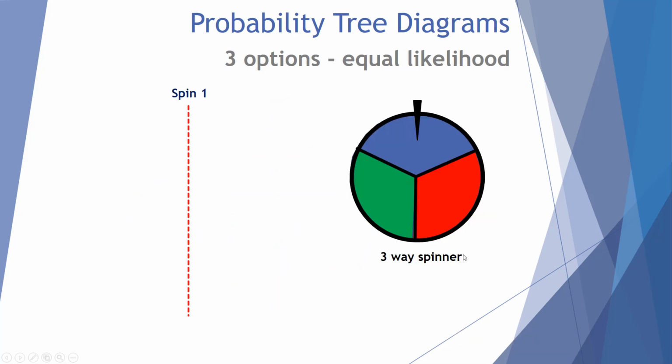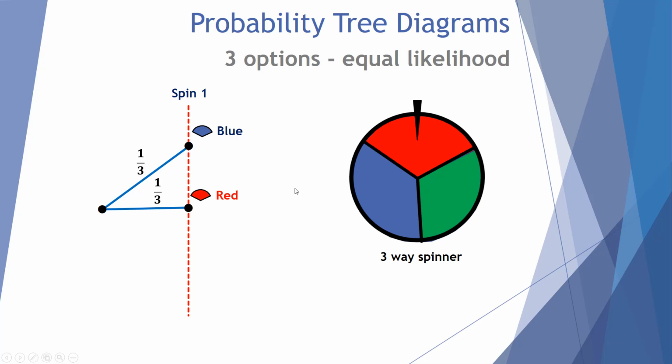Let's now look at a three-way spinner. And we have 1, 2, 3 options. It could land on the blue, green or red, and each is equally likely. So let's have a look. We spin it our first time and we get a 1 in 3 chance it could be a blue. Spin it again. There is also a 1 in 3 chance it could be a red. And finally, there is a 1 in 3 chance it could be a green.